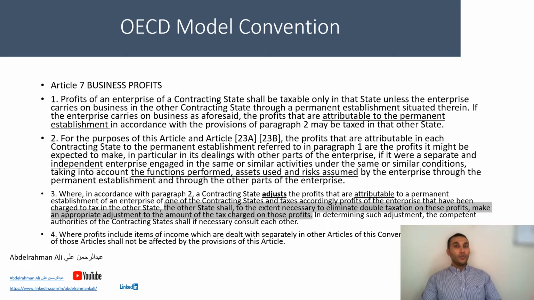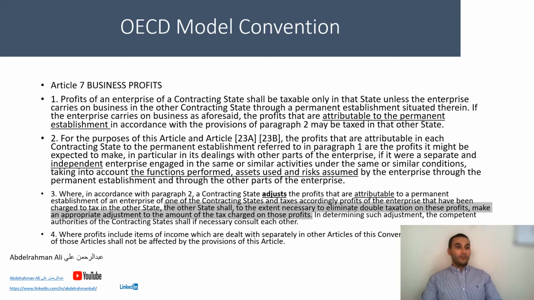And we shall take into account the functions performed, assets used, and risks assumed by the enterprise through the permanent establishment and through the other parts of the enterprise. This is the rule for the attribution of profits to a PE. You think about it as a separate, independent entity dealing at arm's length, dealing under no control, as if it were an independent party.